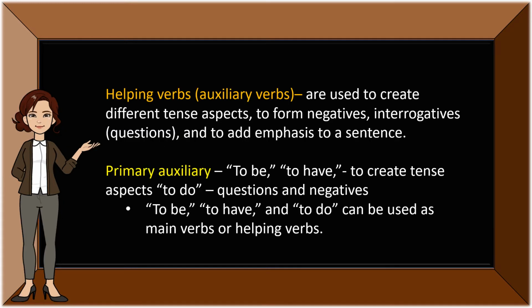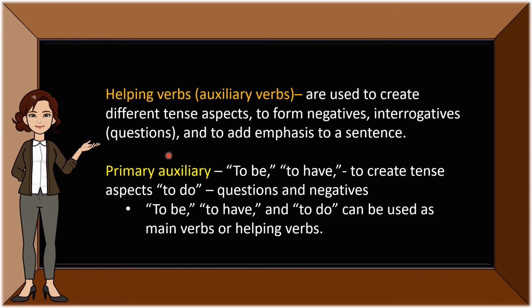For us to write in present progressive tense, we're going to have to use an auxiliary verb. Auxiliary verb is also known as helping verbs. Now, helping verbs are used to create different tense aspects, to form negatives, interrogatives, which are questions, and to add emphasis to a sentence. Now, primary auxiliary verbs are a type of helping verb. And we have three of them in English, to be, to have, and to do. That's really nice that we only have three of them. To be and to have is to create tense aspects. To do is to create questions and negatives.